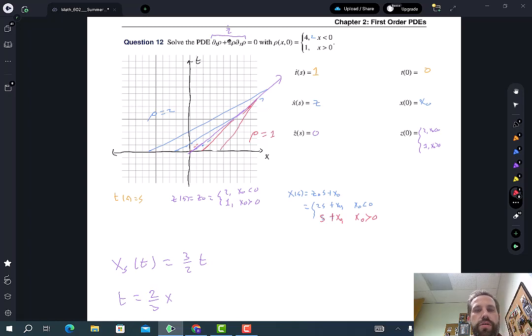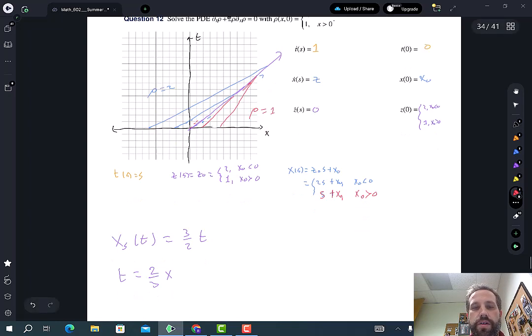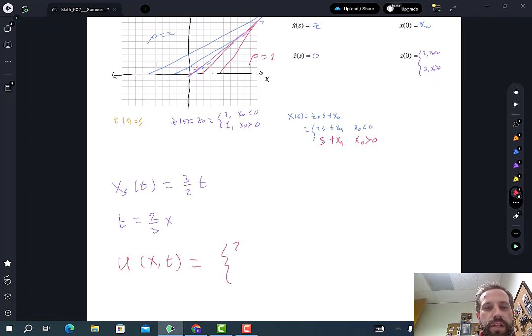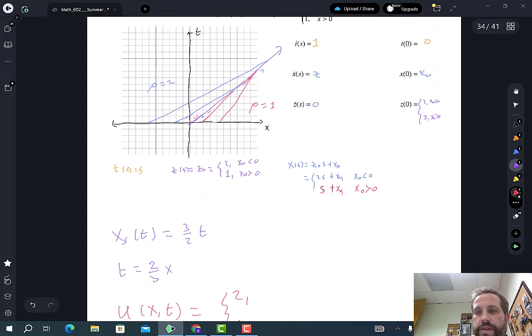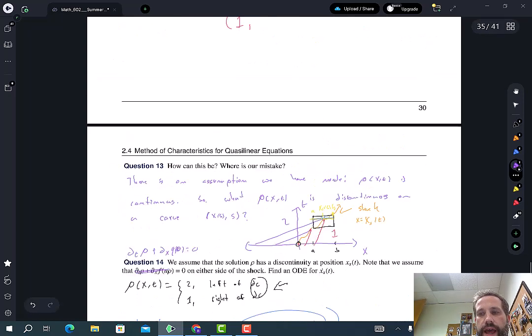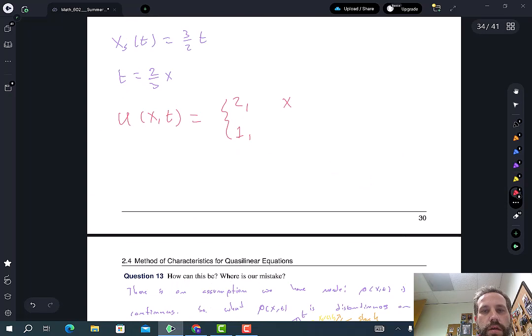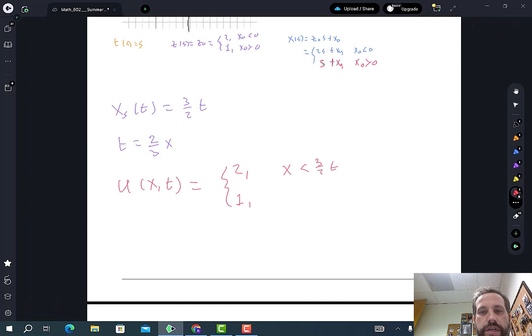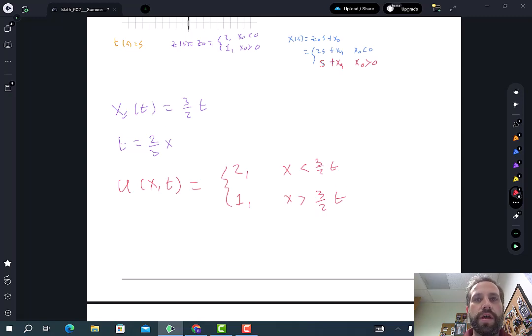And I know rho is 2 to the left-hand side, and rho is equal to 1 to the right-hand side. So then I can write my final solution as u of x, t is going to be 2 to the left of the shock, 1 to the right of the shock. The equation for the line is t equal to 2/3 x. So this is going to be 2 when x is less than 3/2 t, and 1 when x is greater than 3/2 t. Okay, so that is that for this video. Sorry about my error.